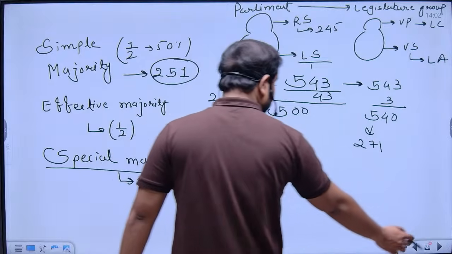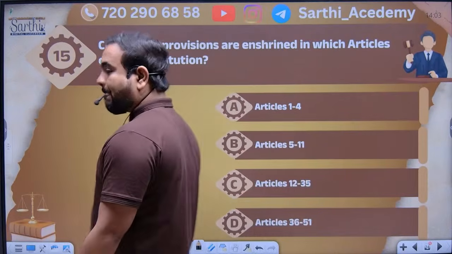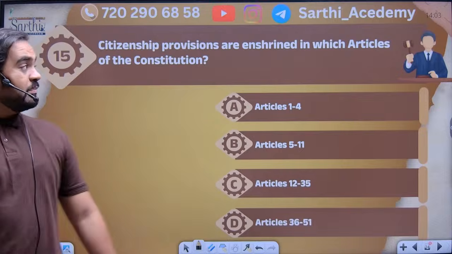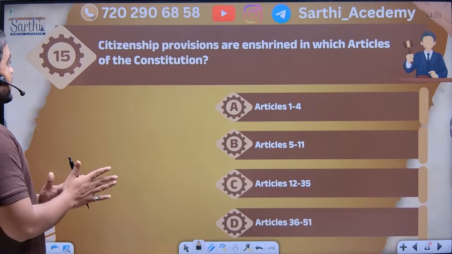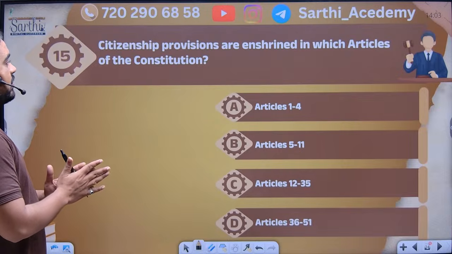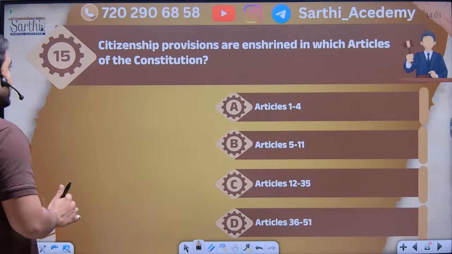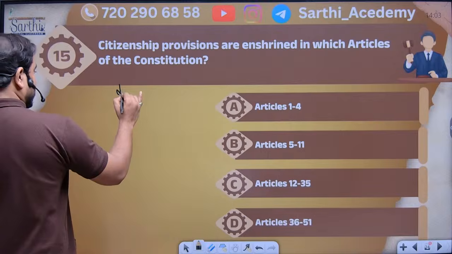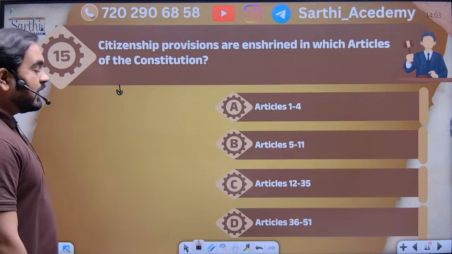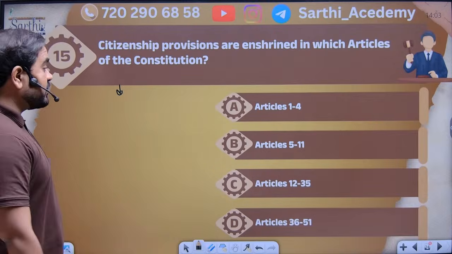Okay, for making new states. Now we will go for question number 15. Citizenship provisions are enshrined in which article of the constitution? Which article of the constitution has provisions of citizenship of India?